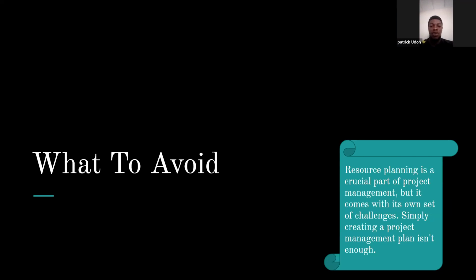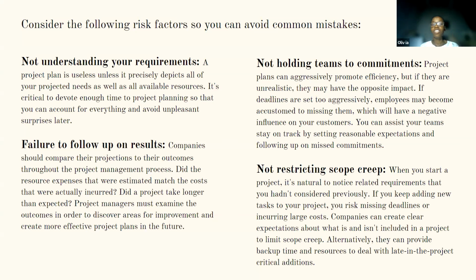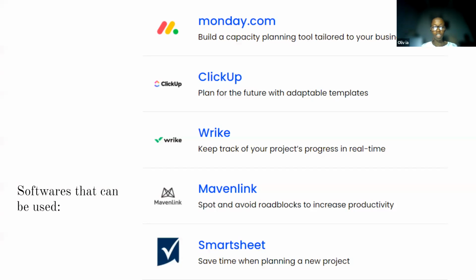Simply just creating a try to, yeah, okay. Oh, okay. So, what do you need to avoid? Not understanding your requirements, not holding teams to commitments, not restricting scope creep, and failure to follow up on results. So, since I'm a bit ahead of time, you can just ask me questions wherever you need.